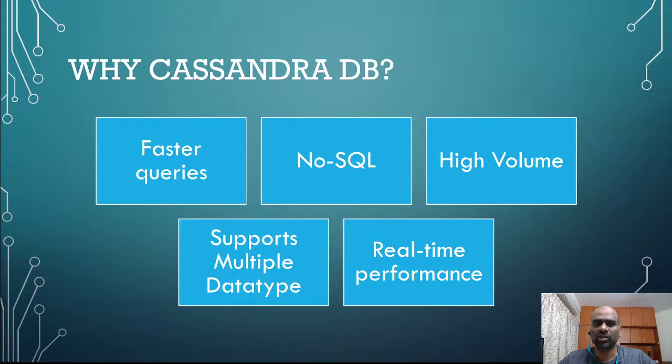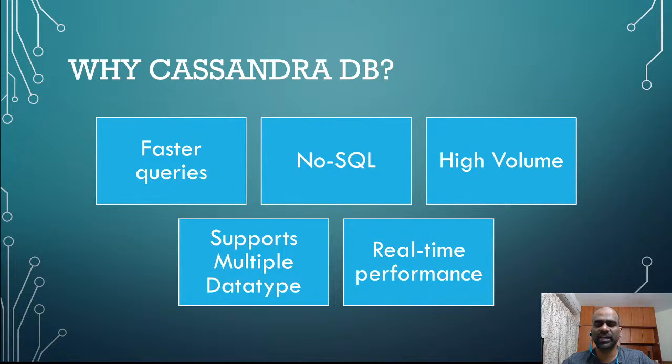Why Cassandra DB? So Cassandra DB is basically for faster queries. Whenever you want to get your data faster, say a million records must come in 0.3 seconds, 0.5 seconds, you can use Cassandra DB. The next is NoSQL. It supports NoSQL format, meaning it gives all the advantages of what NoSQL has, mostly schema-less and horizontal scaling. It supports a high volume of data.